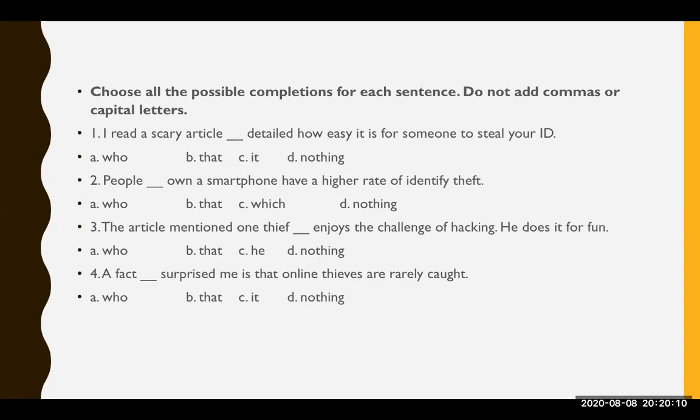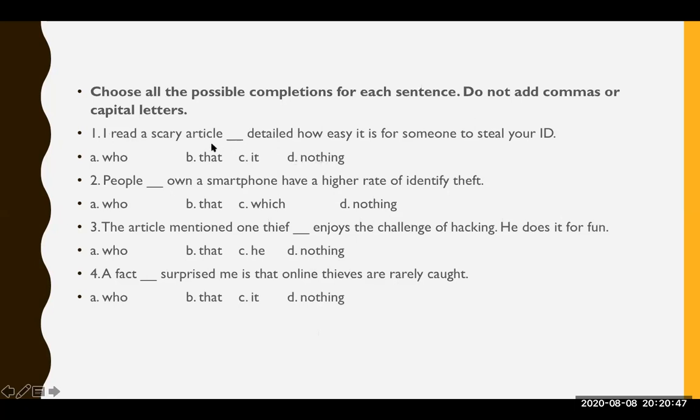Don't change anything. Just choose the right answers. If you say, "I read a scary article, blank, detailed how easy it is for someone to steal your ID, your identity." Here there is a subject and verb, I read, and then there is another verb, detailed. It needs a subject. But nothing here means nothing, so this is wrong, because you have to have a subject. There's a verb here that needs a subject. If you use C, so nothing is wrong, D is wrong.